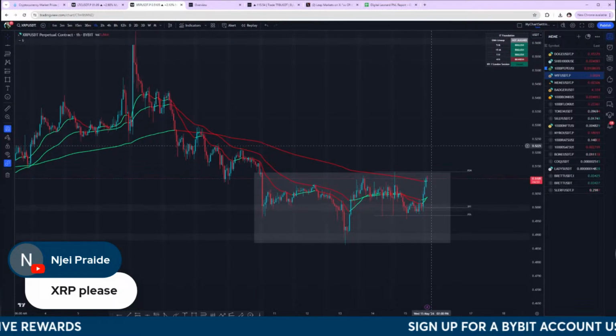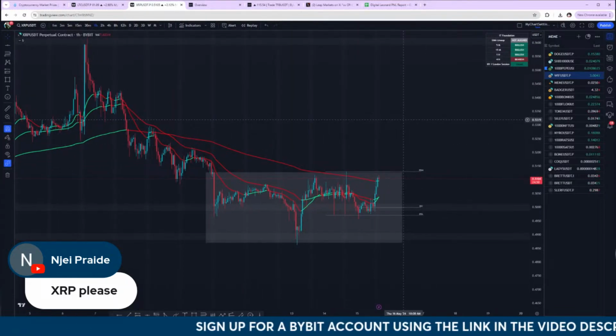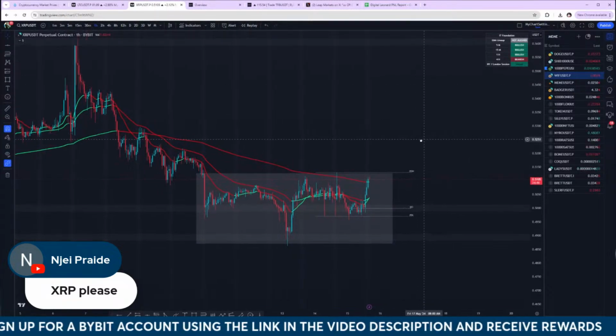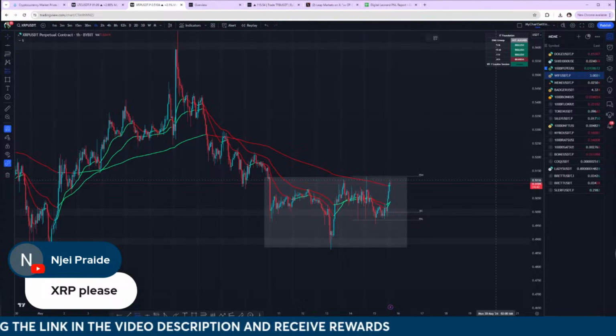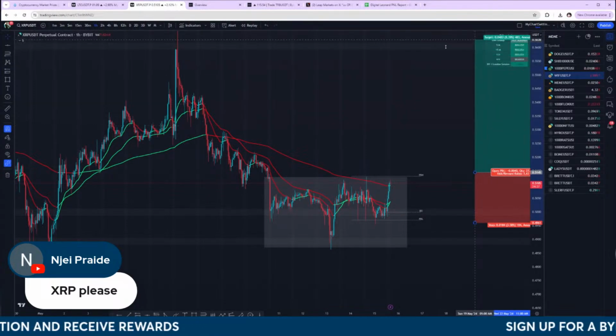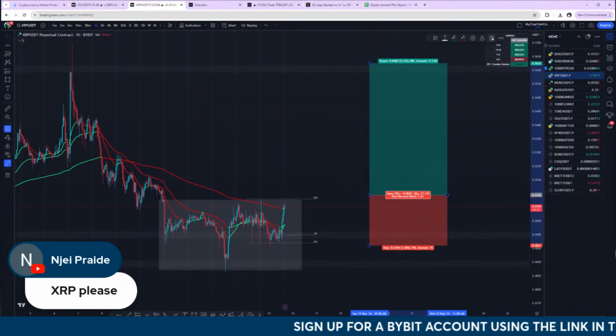So once we break out of that box, guys, maybe by then my moving averages would have crossed each other to the upside. We'll have that golden cross, and then we can start looking for a trade from here to the upside. So anything from this area up here, let's say if we have a candle close up there, you can take XRP and be targeting that level up there.